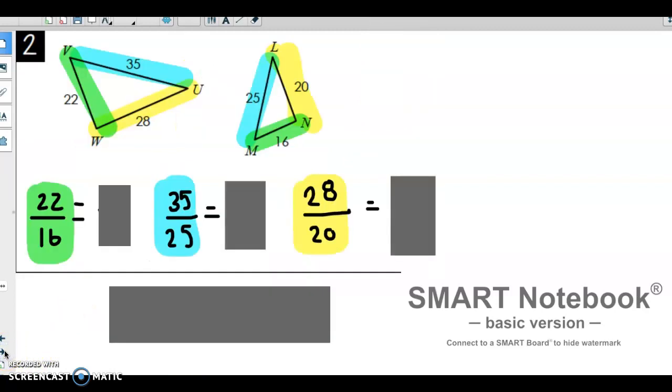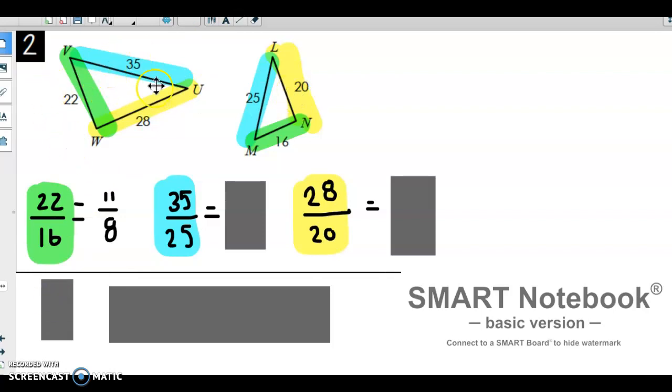All right, let's look at number 2. In this one, we aren't given any angle measures, but we are given the measures of all the sides. So we need to figure out if these 2 triangles are similar, which means we need to figure out if all pairs of corresponding sides, which I've already matched up for you, are proportional. So you need to simplify your fractions. 22 over 16, you want to find the biggest number that divides evenly into 22 and 16, which would be 2. So if you divide that, you get 11 over 8.